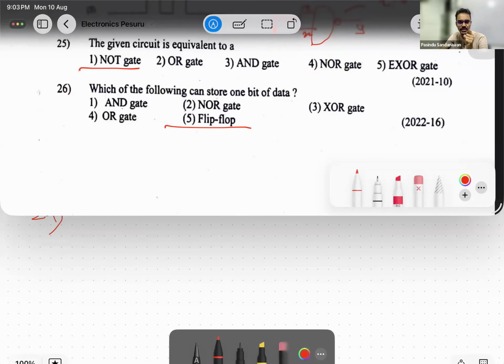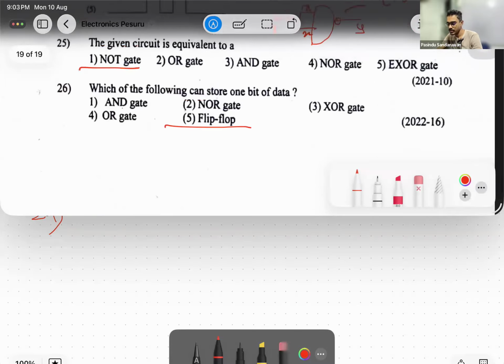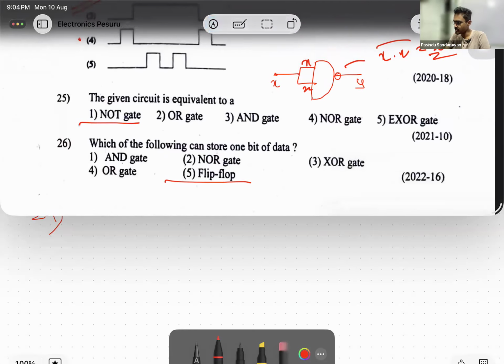And 1 bit means it can recall only the immediate previous step. Only one bit in the memory. It can recall only the immediate previous step. So that's the flip-flop. That's it.